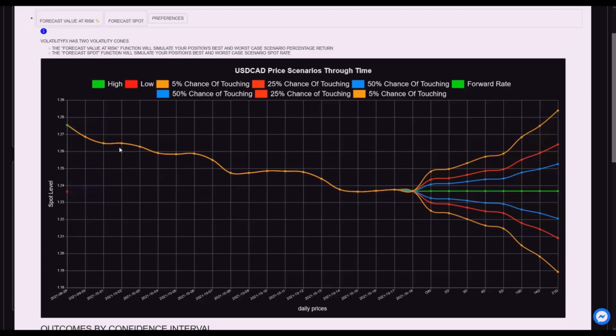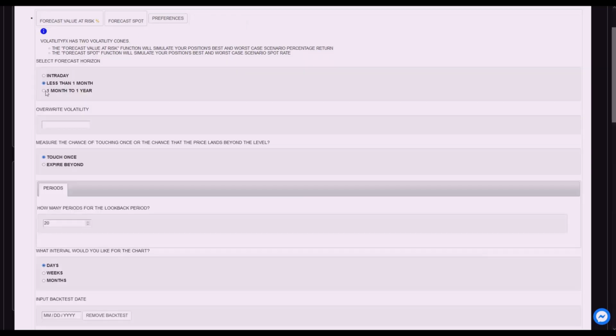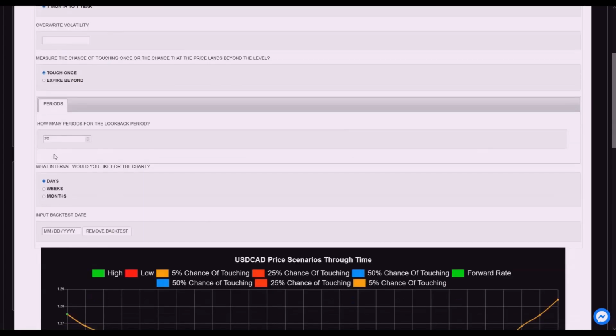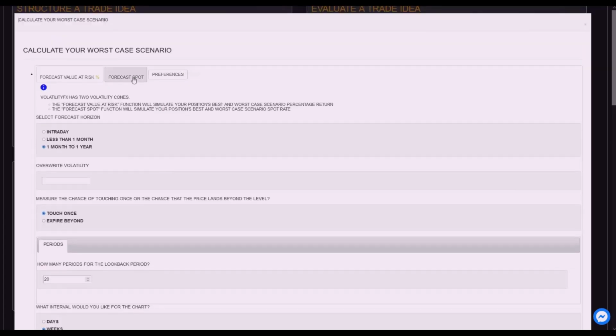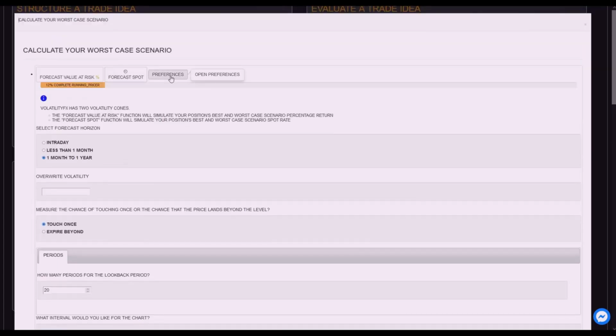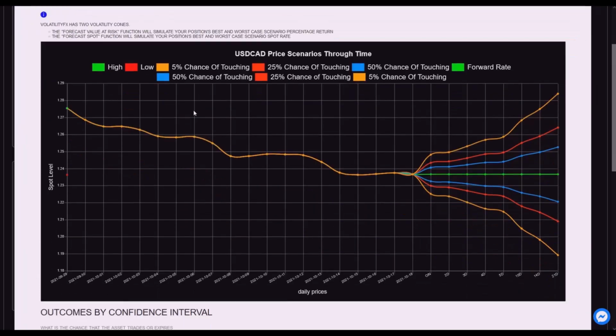Then we have our high and low in green over the past observable period. Click on the Preferences tab in order to customize our look-back period, our extrapolation period to see how far we want to look forward, whether or not we want to measure the probability that the price touches once or expires beyond at a given time frame.